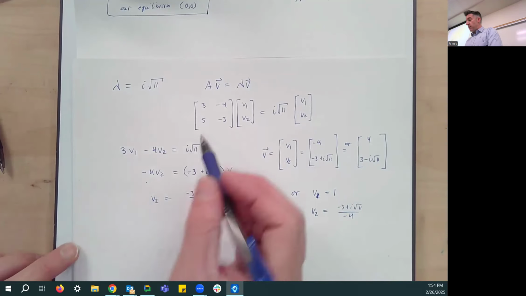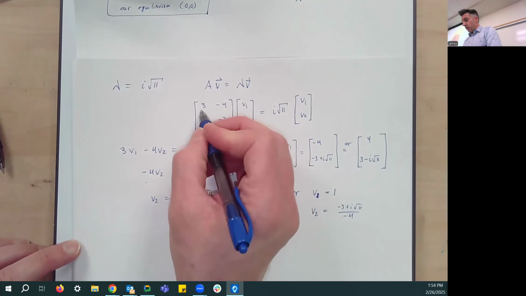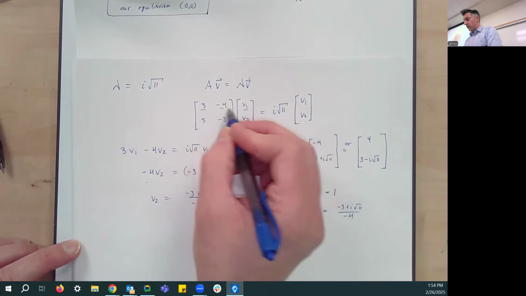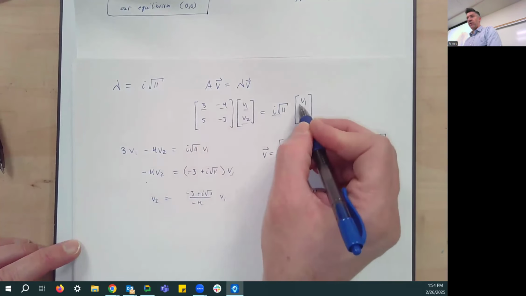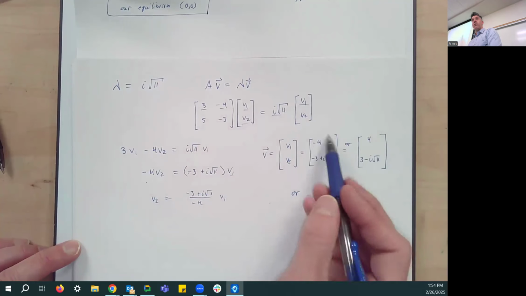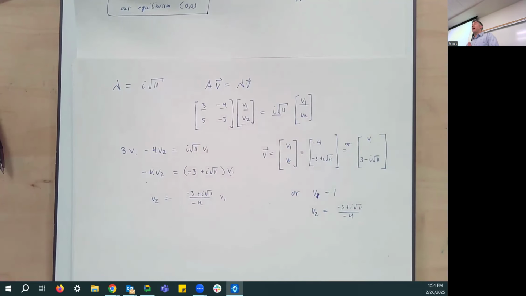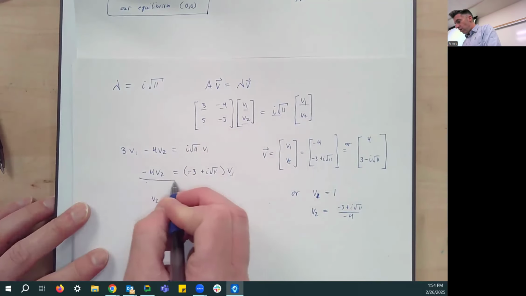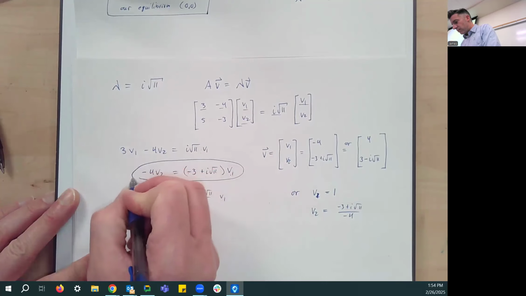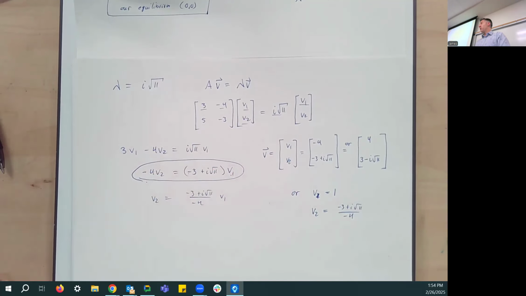Well, so I'm just looking at this equation. 3 times v1 plus -4 times v2 equals i root 11 times v1. You're asking about this choice right here. So when I find an eigenvector, I find the easiest way to solve this equation. That's what we're doing. We're finding a solution to that equation. I should be more specific. There is an easier solution that we're not going to pick.